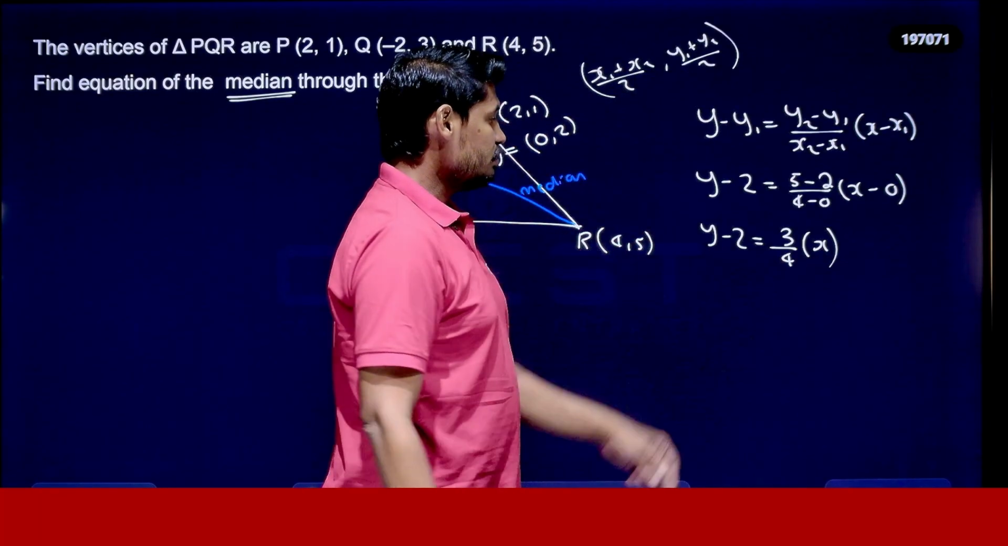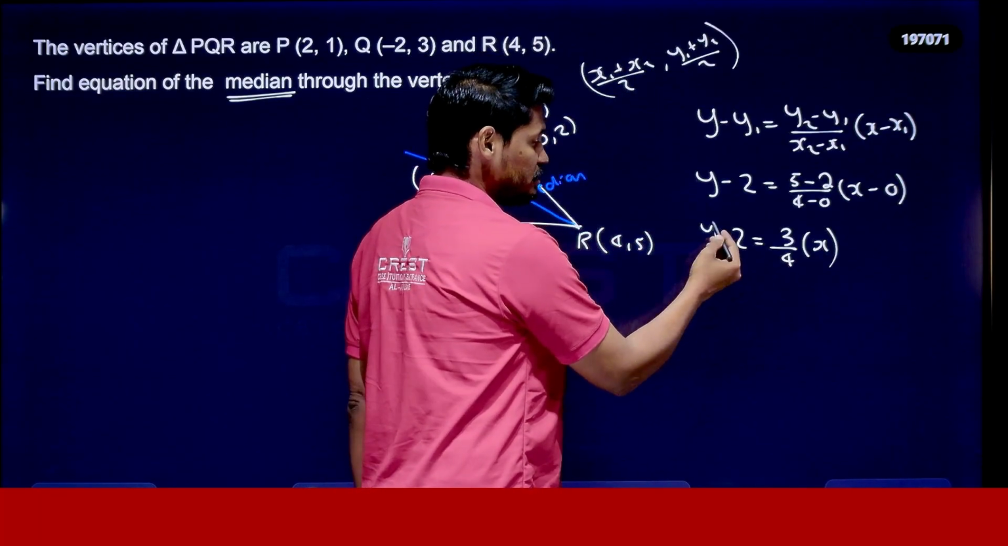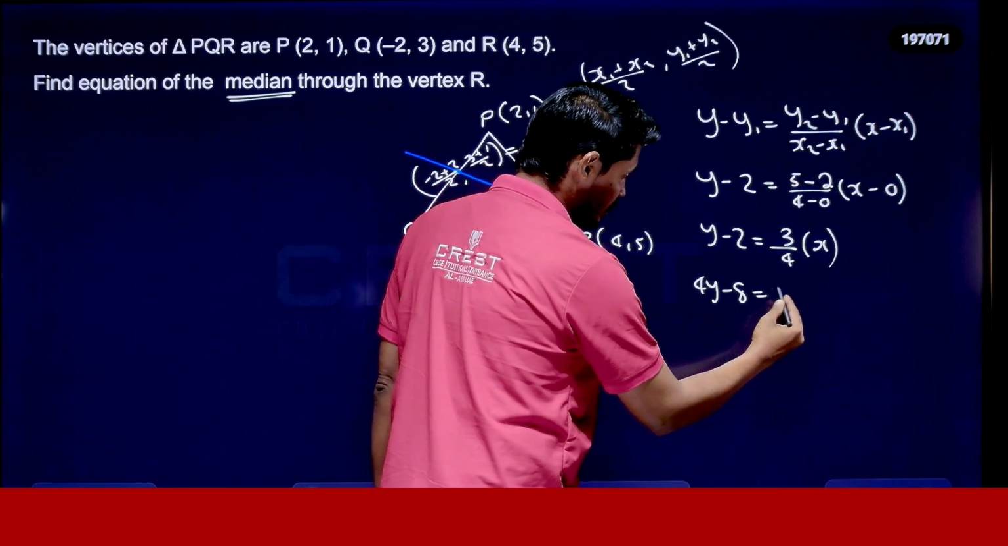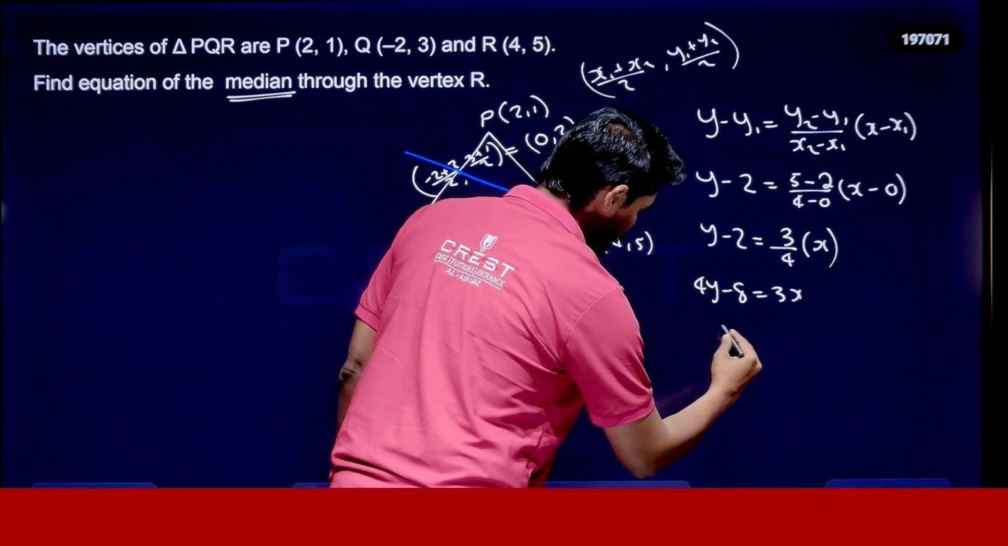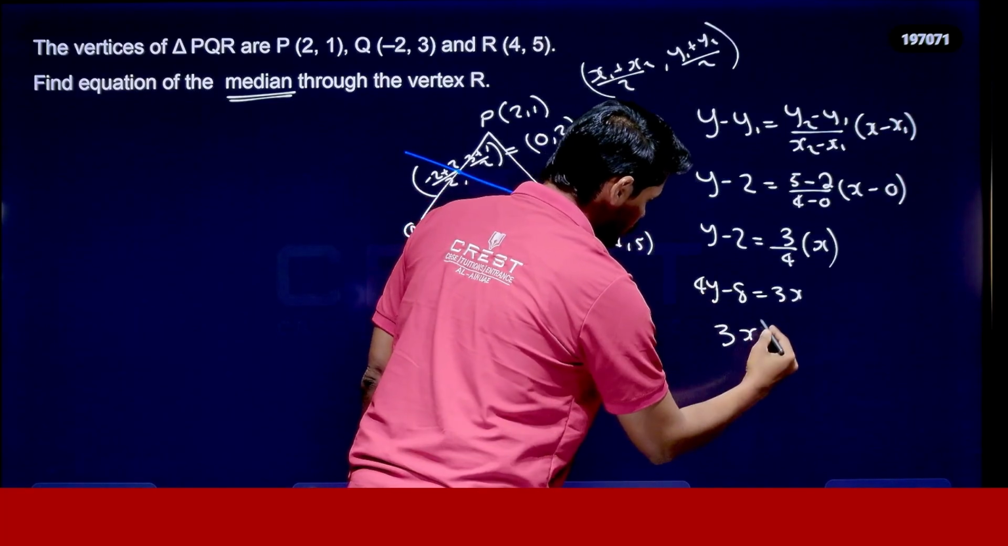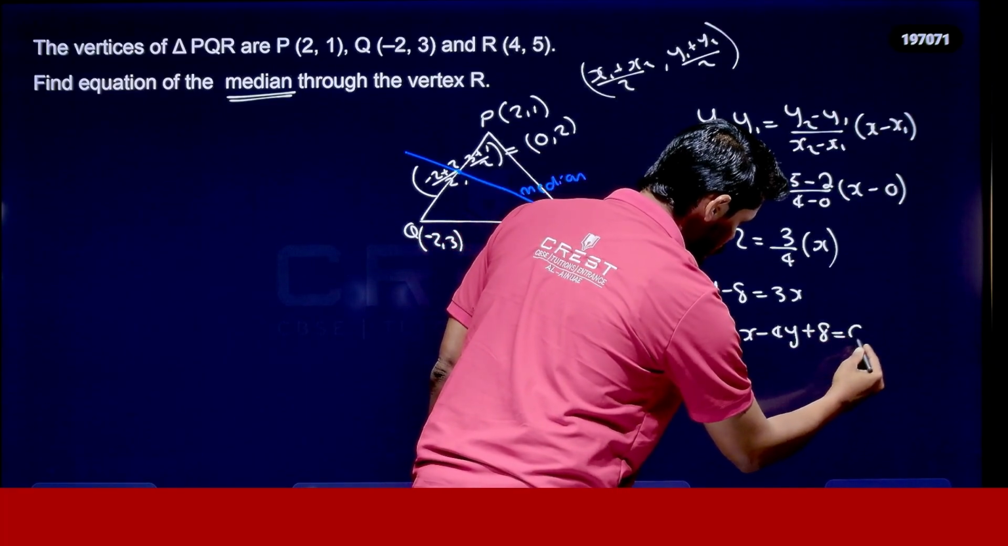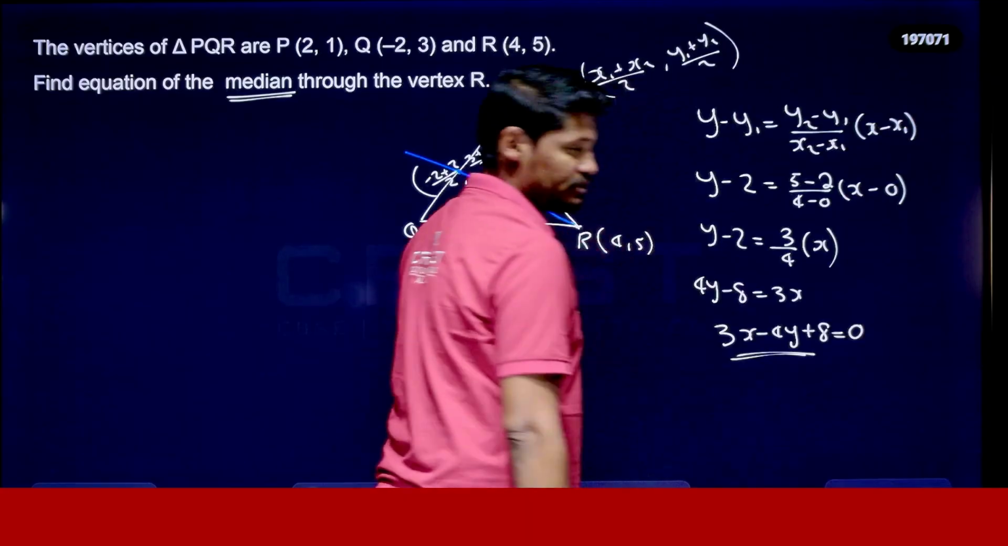You can multiply this 4 into the side, so it becomes 4y minus 8 equal to 3x. So we can write it as 3x minus 4y plus 8 equal to 0. This is your final answer.